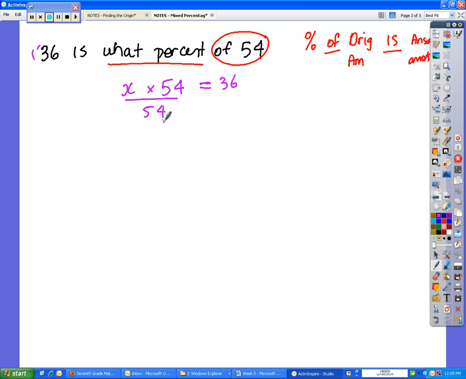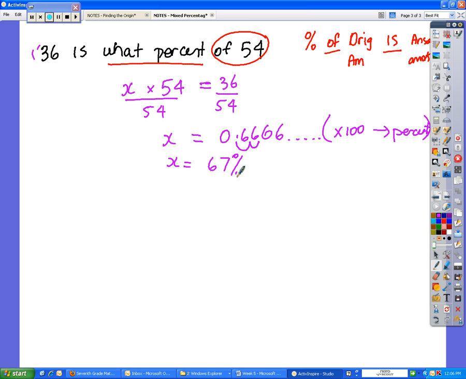Divide by 54. We get x equals 36 divided by 54, 0.6666 and so on. But of course that's the decimal, so we change this to a percentage, multiply by 100. Change to a percent, really important to remember to do that, because we were asked for the percentage, weren't we? We weren't asked for the decimal. So when we change that to a percentage, we get about 67% to the nearest whole number.